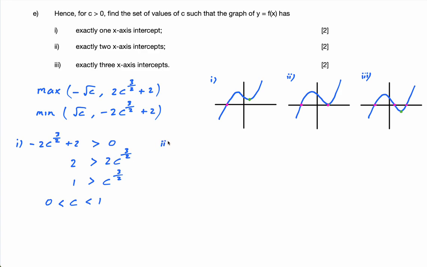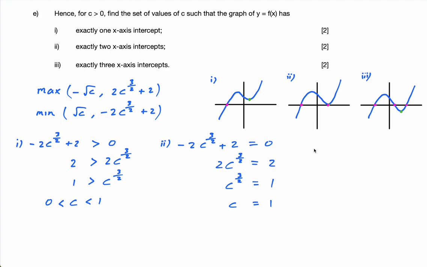Part 2. What did we say? Well, the minimum now has to equal 0. So the y coordinate of the minimum, my minus 2c to the 3 over 2 plus 2, has to equal 0. I can just solve this as an equation. 2c to the 3 over 2 equals 2. Hope you're okay with that. c to the 3 over 2 equals 1 because I divide by 2. So c has to equal 1. What to the power of 3 over 2 gives me 1? Well, it has to be 1.